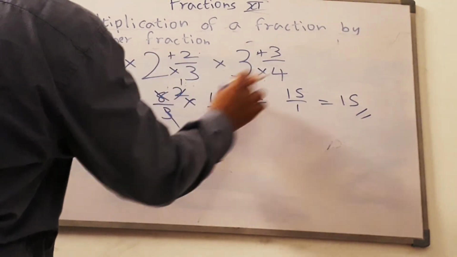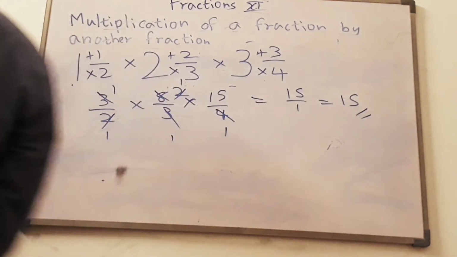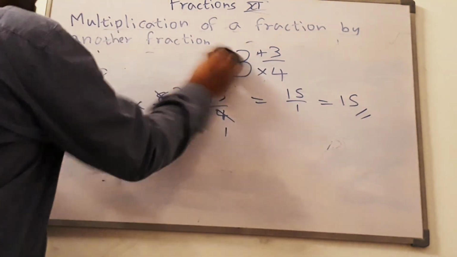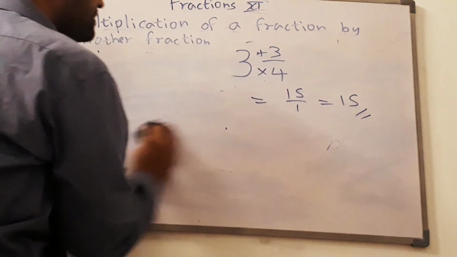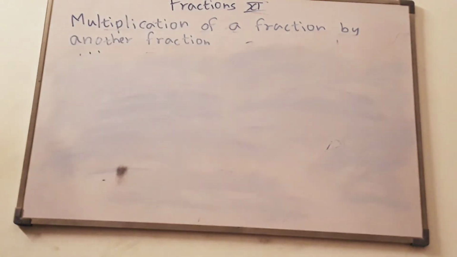1 times 1, 1, 1 times 15, 15, 1 times 1, 1, 1 times 1, 1. So 15 is the answer. Final sum. Okay, last sum. I'm going to do it with breakneck speed now.